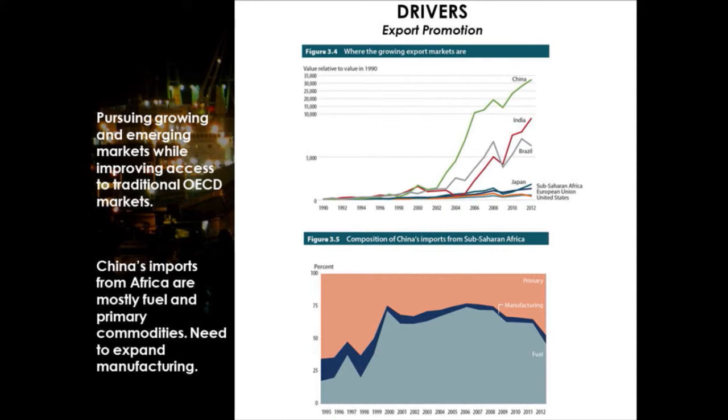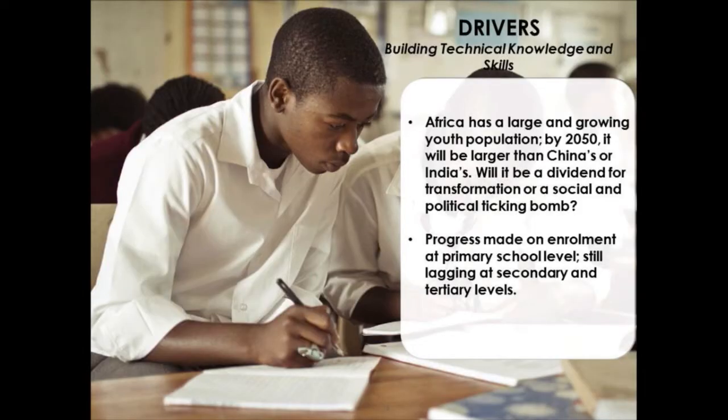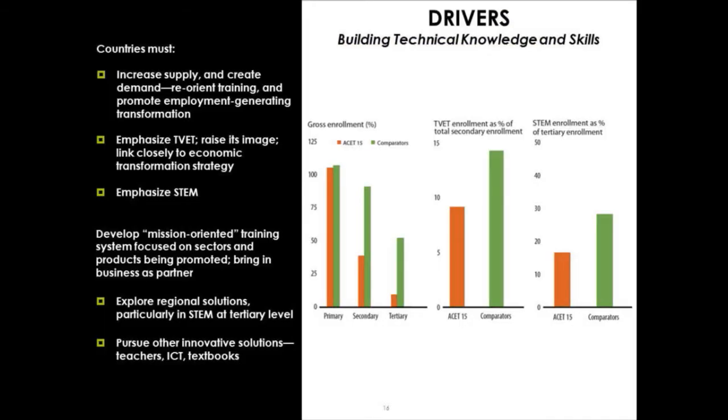In 2050, Africa will have the largest youth population, bigger than China or India. We've done a lot, and we've done pretty well in primary school enrollment, even though quality is still a problem. But we don't do so well when you get to secondary and tertiary levels, and even within tertiary levels at the STEM disciplines, which is basically science, technology, engineering, and mathematics. So there's a lot of work to be done there.